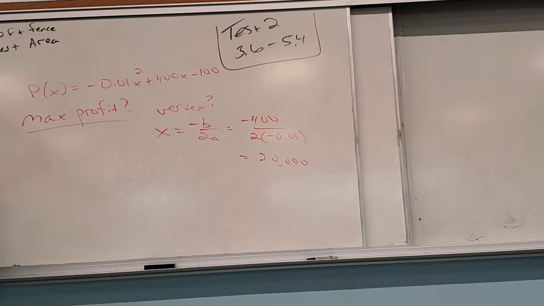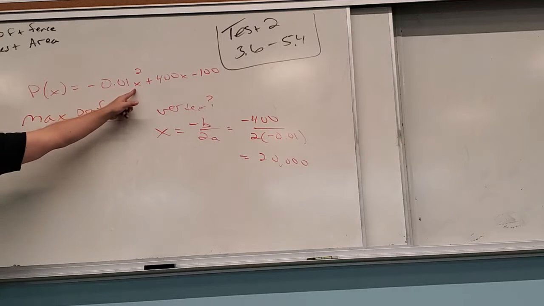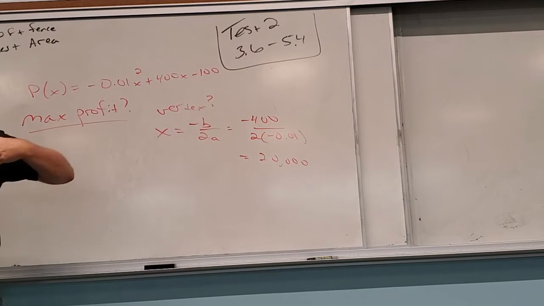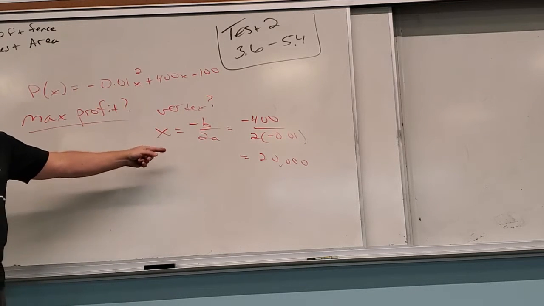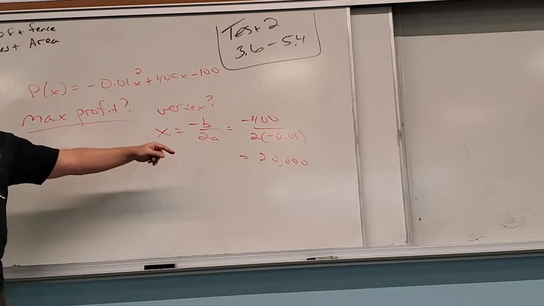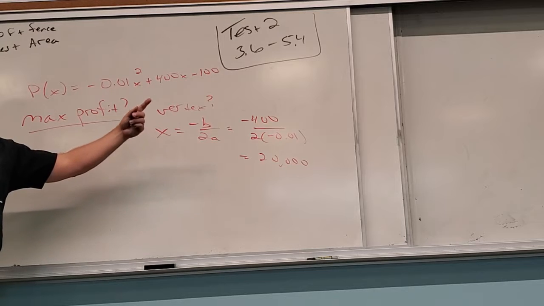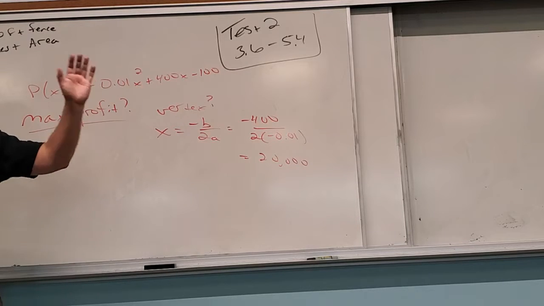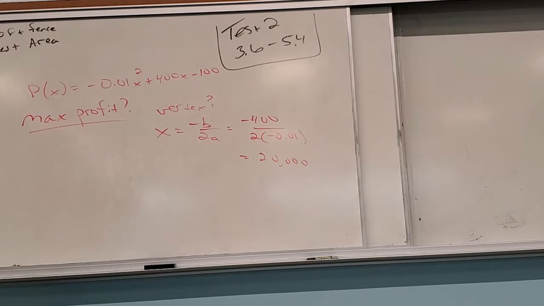Right, and what does that mean? That just means the number of things I have to sell. It doesn't tell me the max profit. So how do I actually find the profit? Well, if I know X, how do I get the profit? If I know X, I just plug it in, right? Okay, so that's its own idea, right?